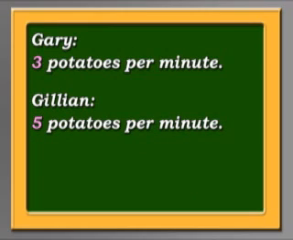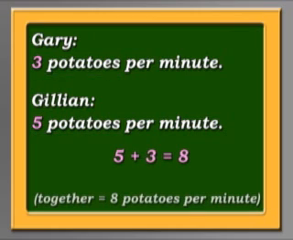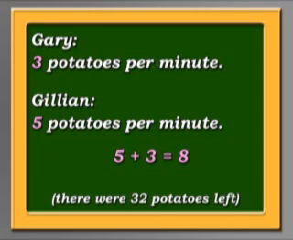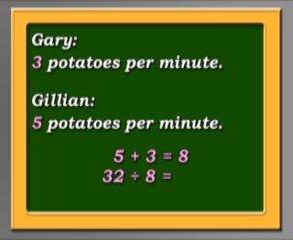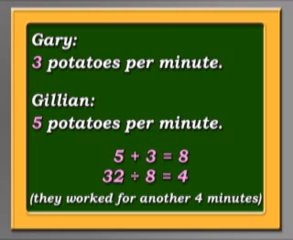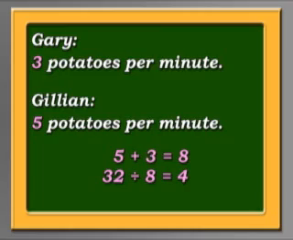Gary and Gillian, working together, can peel 3, that's Gary, and 5, that's Gillian, potatoes a minute. 5 and 3 make 8, so together they can peel 8 potatoes a minute. Now remember, when Gillian joined him, there were 32 potatoes left. 32 divided by 8 is 4, so they worked for another 4 minutes. I've done the hard work for you. Now you work the rest out yourselves.